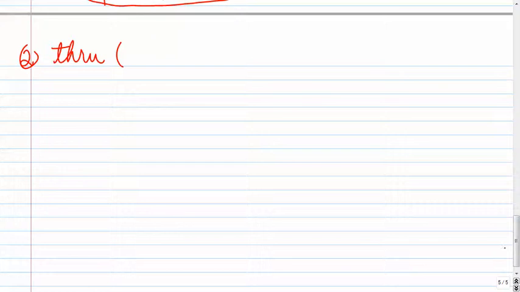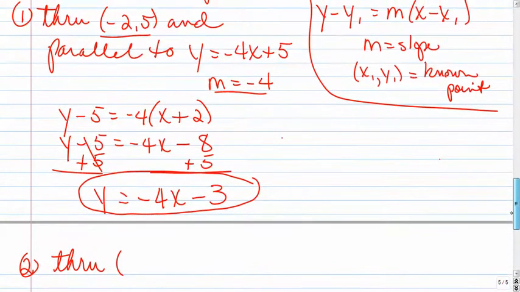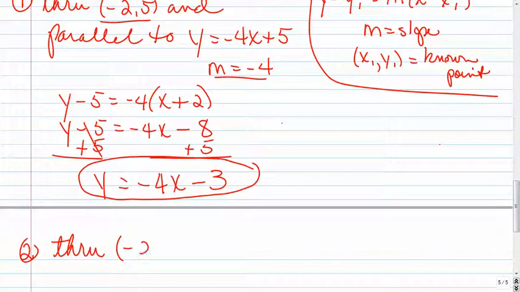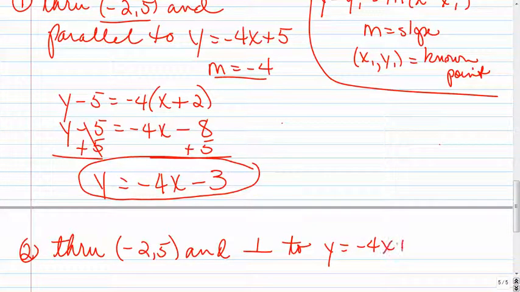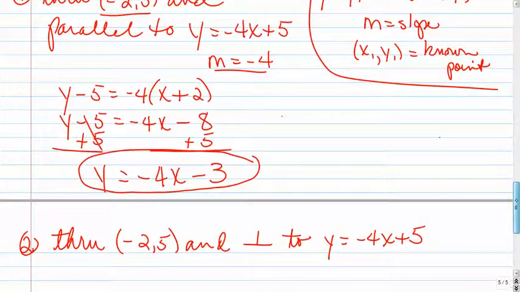Okay? Now, I want to find an equation of the line, and it's going to pass through the same point I used on the previous one, negative 2, 5. And this time, it's going to be perpendicular to the graph of y equals negative 4x plus 5. So if it's perpendicular, that's going to change the slope. Remember, slopes of perpendicular lines are negative or opposite reciprocals.